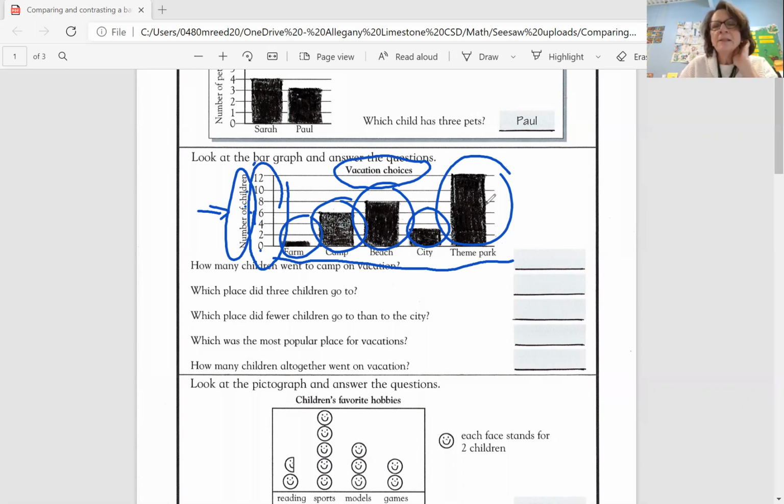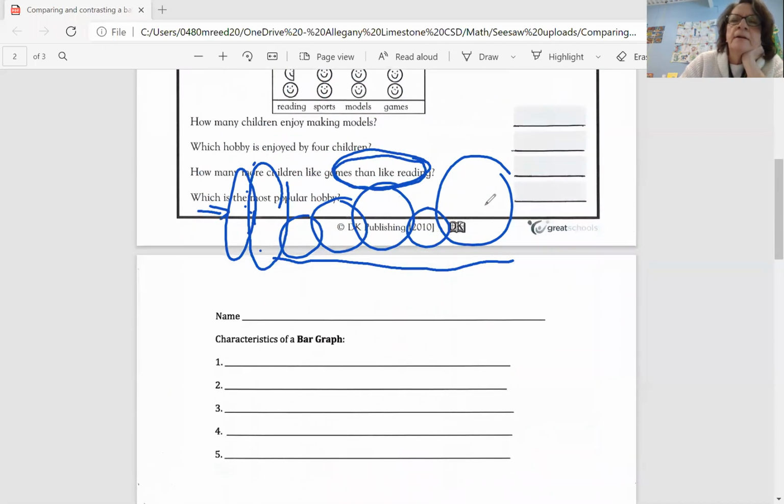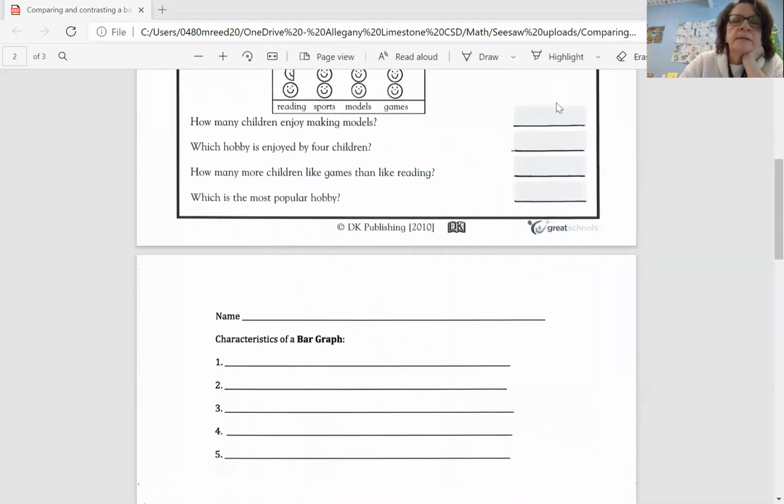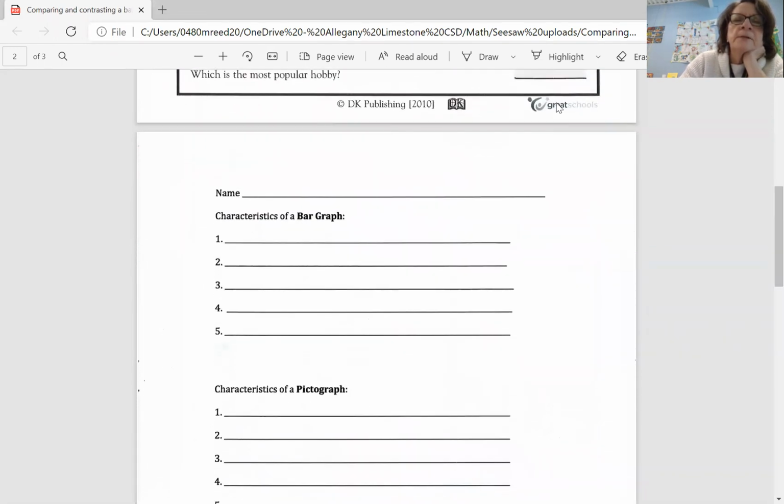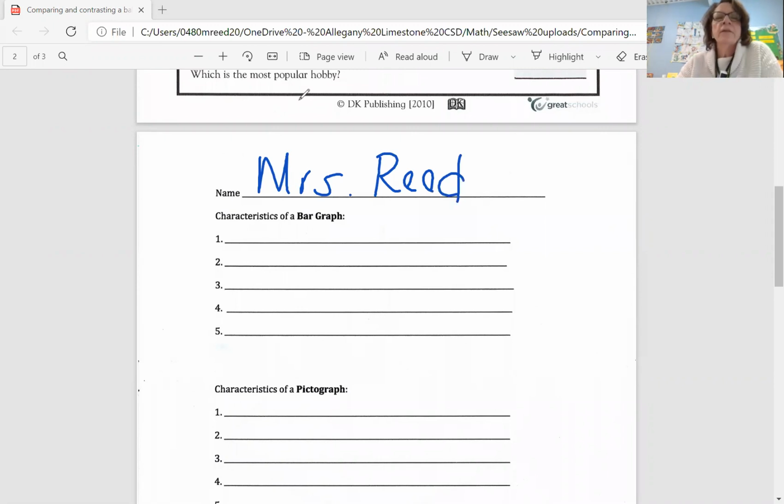Now, let's go to our next page and list some of those things. So the first thing, let's put a title. So we're going to go down here, and I'm going to have to clear all my drawings. I'm sorry, boys and girls. So I'm going to put Mrs. Reed as my name. So you should put your name as well. And then the very first thing we saw was the title. So we're going to write title here. And remember, the title for that bar graph was Vacation Choices.